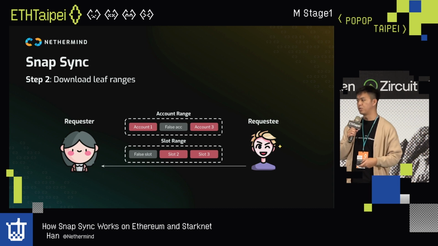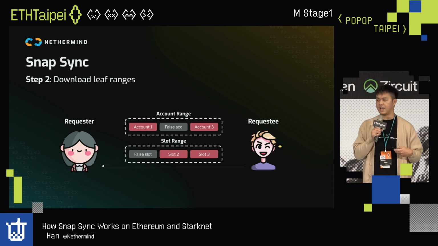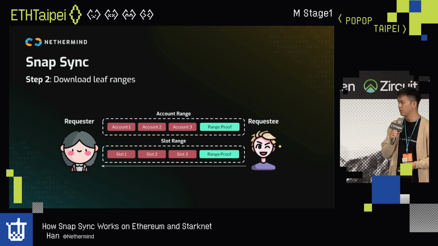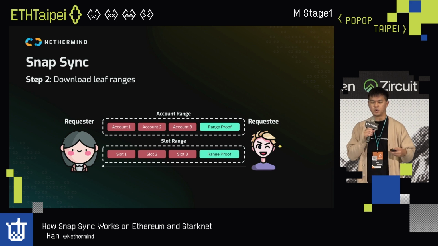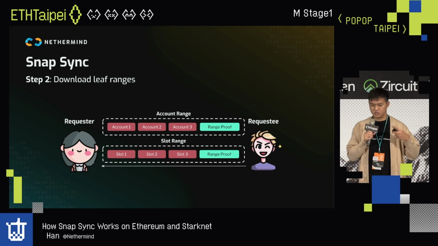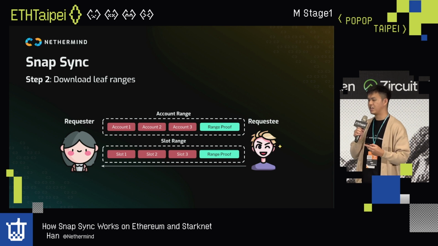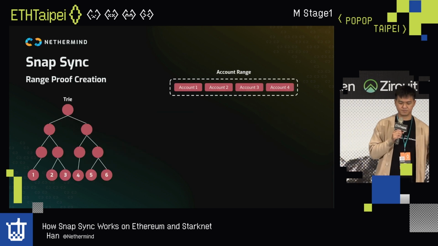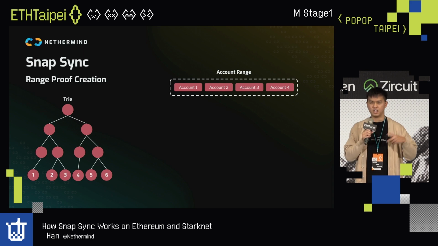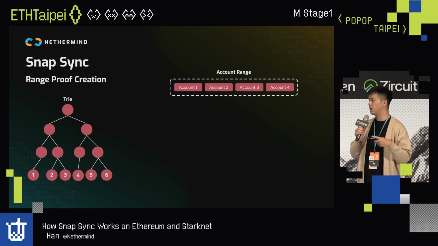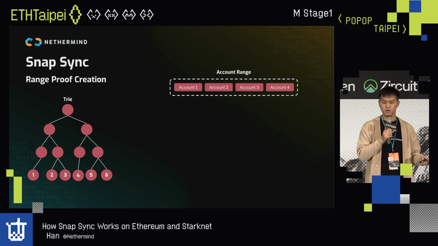So there must be some way to prove that this range is correct, and that's where we need a proving mechanism. And here, the proof that we use is called a range proof. So the range proof will prove that this range is correct. To dive deeper into what a range proof looks like, let's give an example. Assuming that on the left side you have the trie, and the account range that is being requested is from address 1 to address 4.